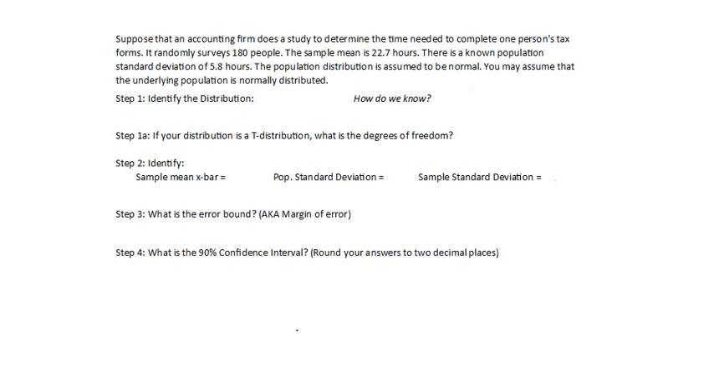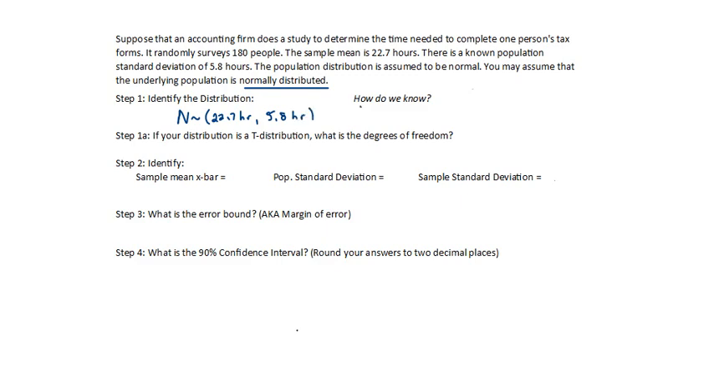Step 1, we're asked to identify the distribution. Well, we're told already. There's no argument here that it is normally distributed. So in a normal distribution, we use this notation right here, the normal distribution, about the mean, and our mean is 22.7 hours, with a standard deviation of 5.8 hours.